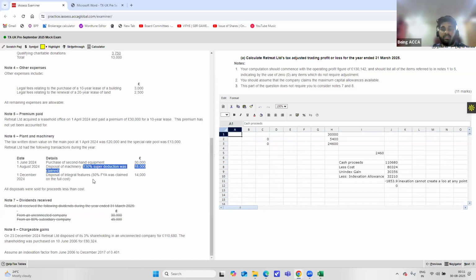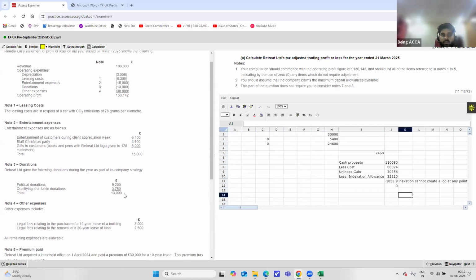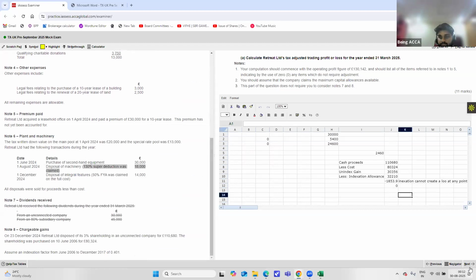And if the integral features are disposed, the 50% FIA was claimed on them. Then because of that, this 7,000 will also become a tax charge, but it should be deducted from your special rate pool and from your total allowances column. Am I correct? Yes. These are the only points that you should be remembering. That's it. And with this, we come to the end of all the questions.